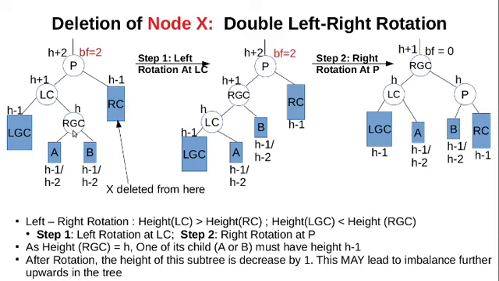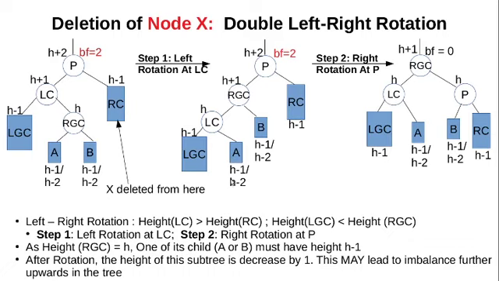Now we need to adjust the left child of RGC, that is subtree A. As per the BST property, the values of A nodes are lesser than RGC and greater than LC. So they can be attached on the right of LC without violating the binary search tree property. The resultant tree after the left rotation at LC is shown in the middle.